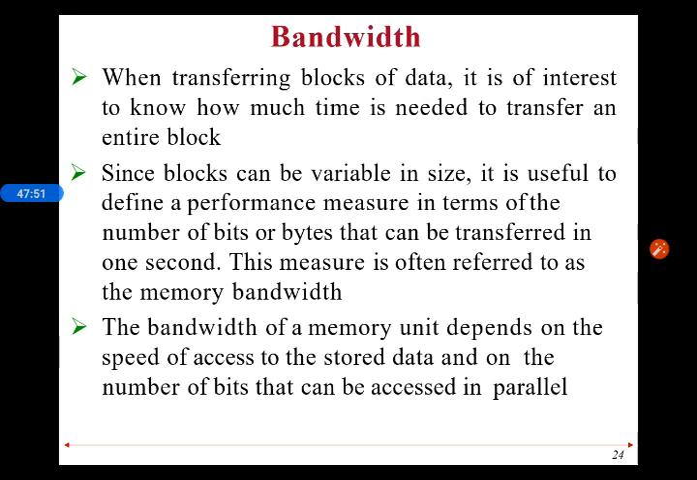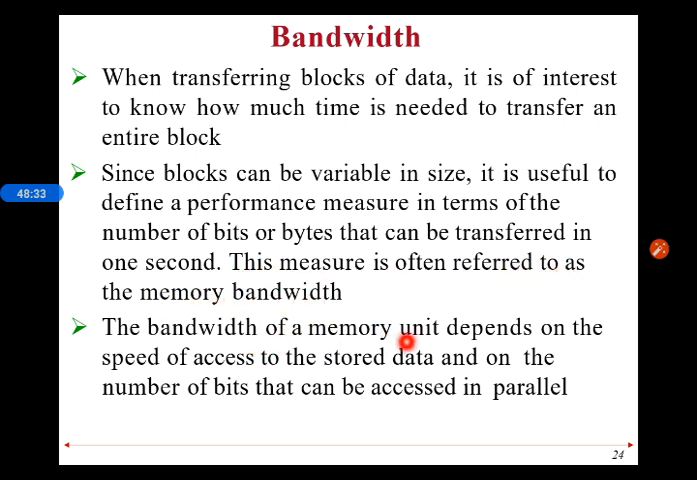When transferring blocks of data, it is interesting to know how much time is needed to transfer an entire block. Since a block can be variable in size, we can control the block size. It is useful to define the performance parameter in terms of the number of bits, which can be 1 bit, 2 bits, 8 bits or bytes of information. So to represent this parameter, bandwidth, we write this performance measure in terms of the number of bits or bytes that can be transferred in 1 second. This measure is often referred to as the memory bandwidth.